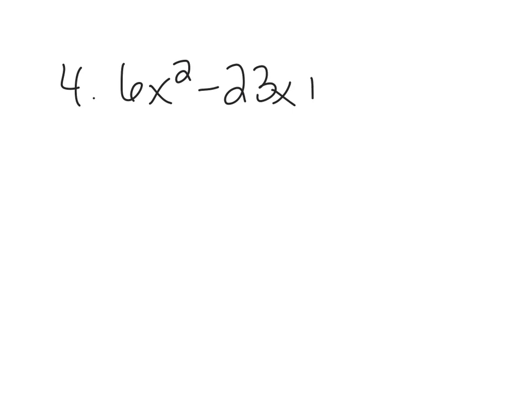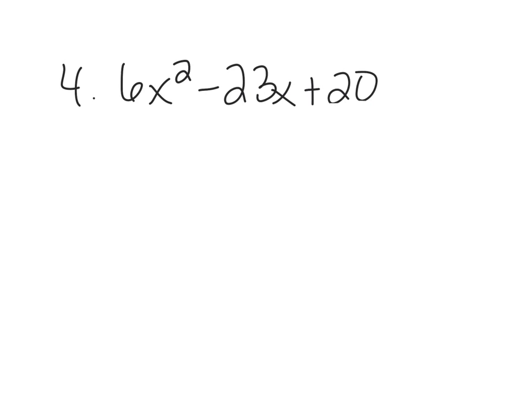Okay, number 4. 6x squared minus 23x plus 20. This one gets to be a little bit more involved because you have multiple ways to get 6 and multiple ways to get 20 since they're both composite. So there's really a whole bunch of combinations we can try.